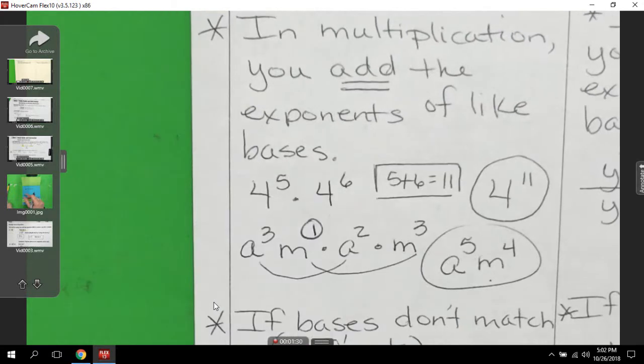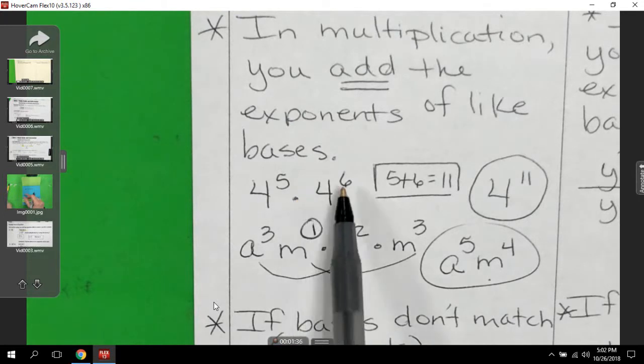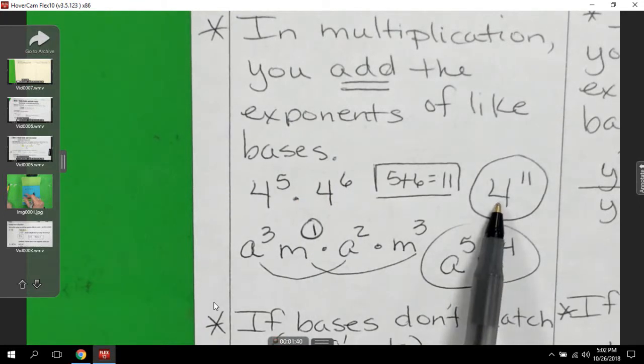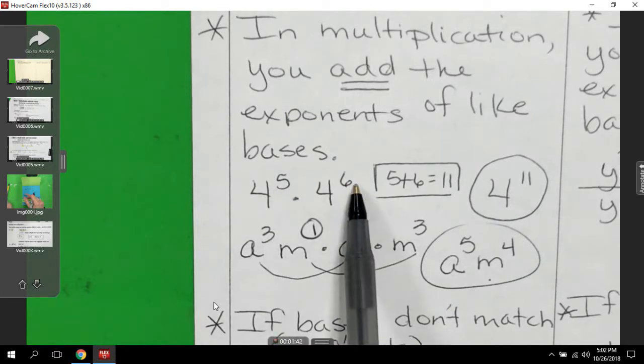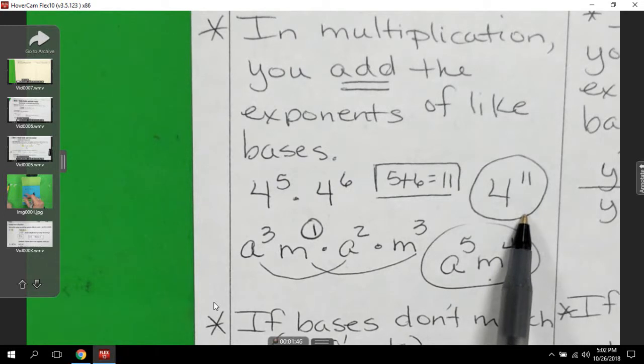In multiplication, you add the exponents of like bases. 4 to the 5th times 4 to the 6th, the base number is the same, so we're going to leave it as 4. And adding the exponents, 5 plus 6 is 11. 4 to the 11th power, that's the best we can do.